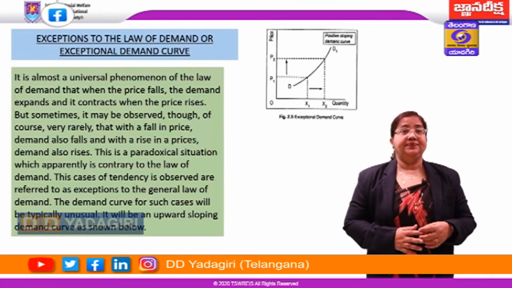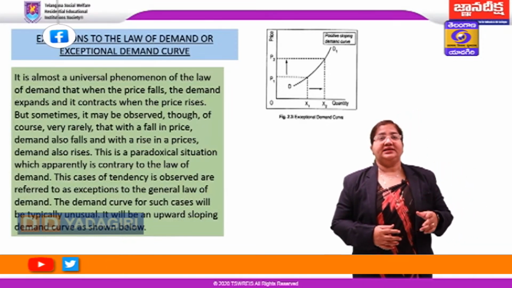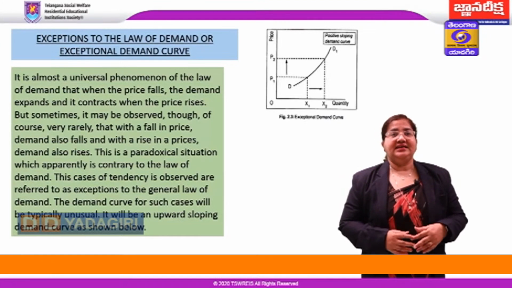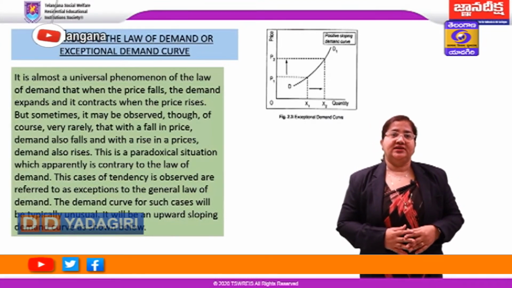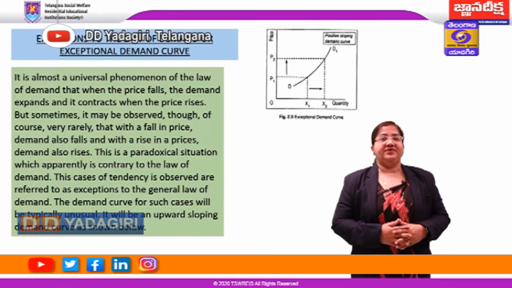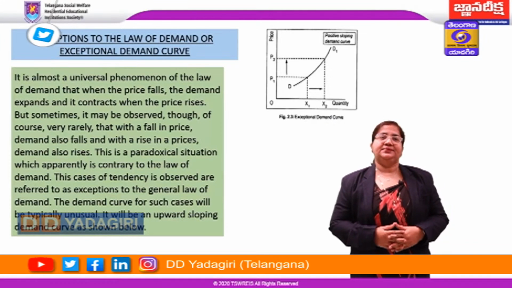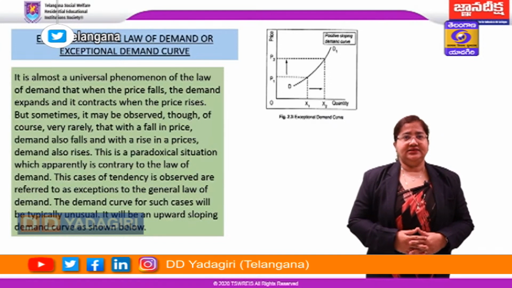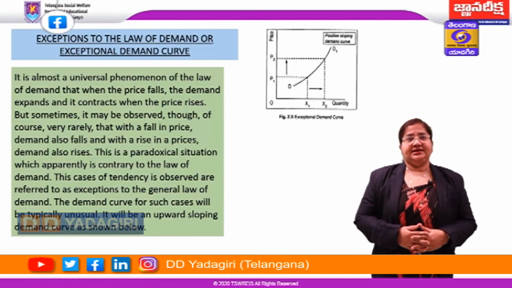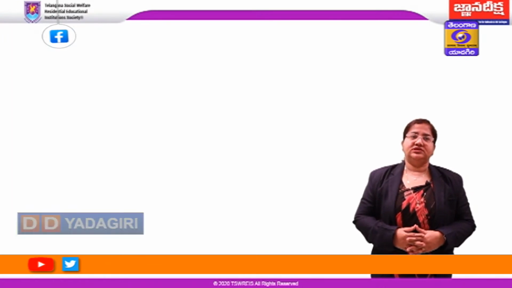So DD is the demand curve which slopes upwards from left to right. When OP1 is the price, OX1 is the demand. When the price rises to OP2, the demand expands to OX2. Thus, the upward sloping demand curve expresses a direct functional relationship between price and demand. There are a few such exceptional cases which may be categorized as follows. The first one is Giffen goods.